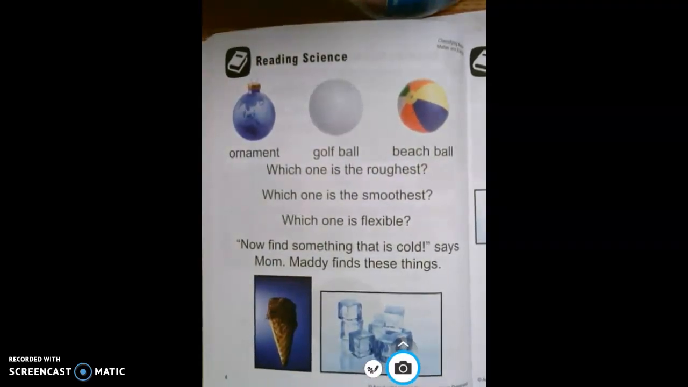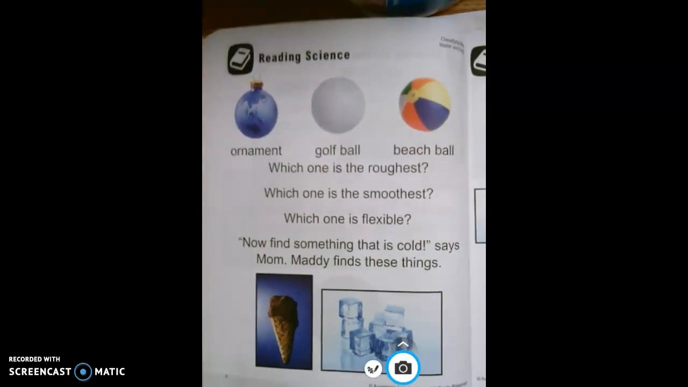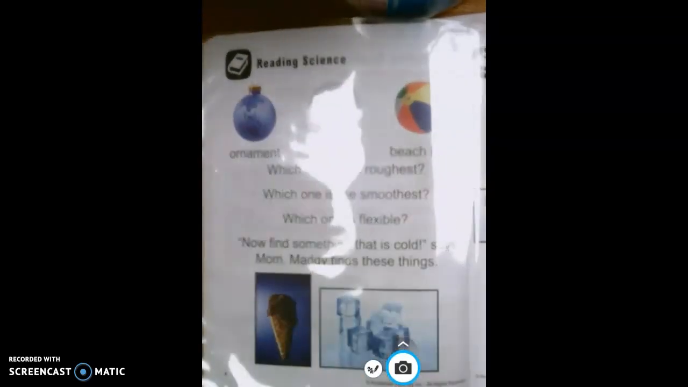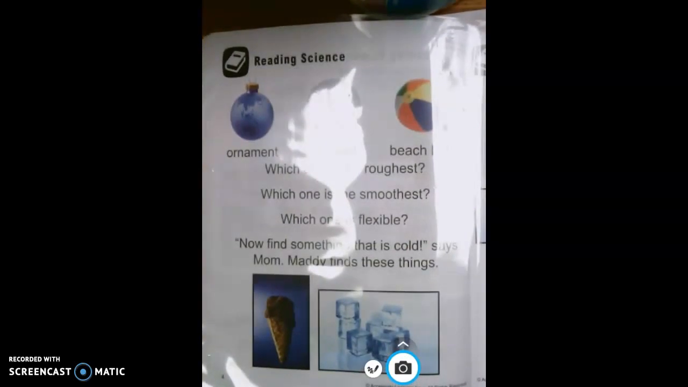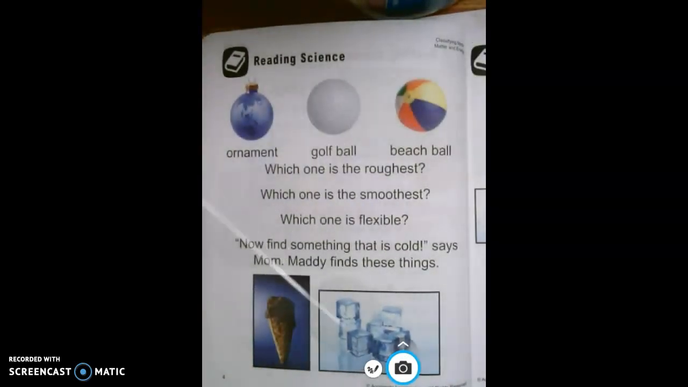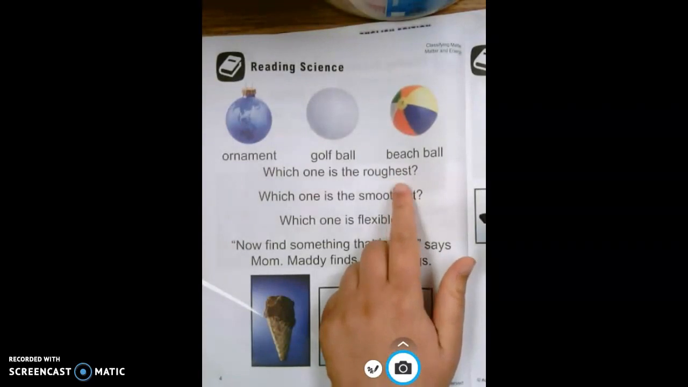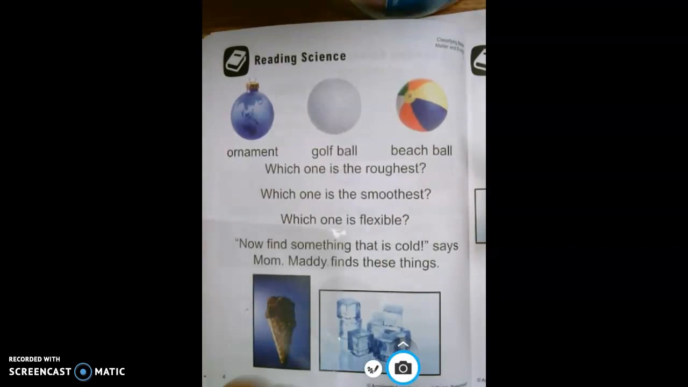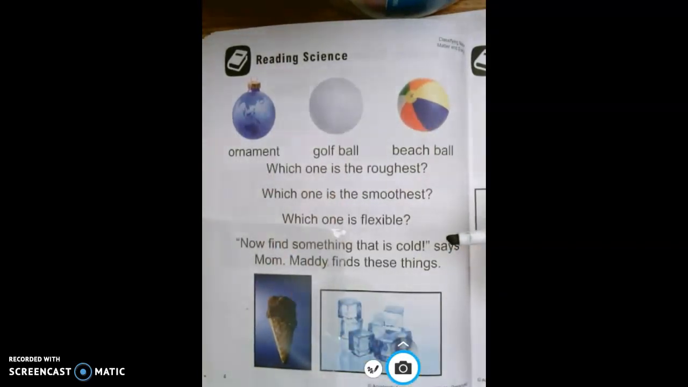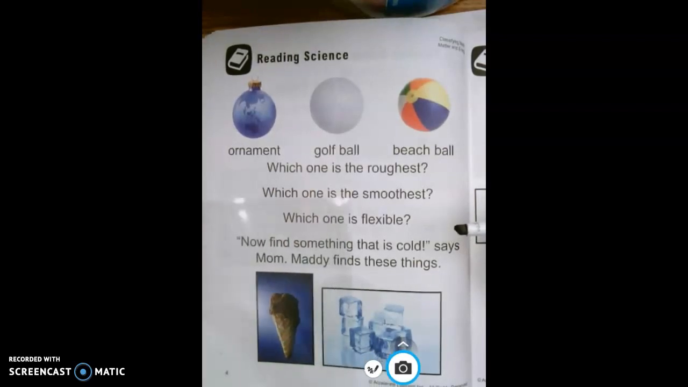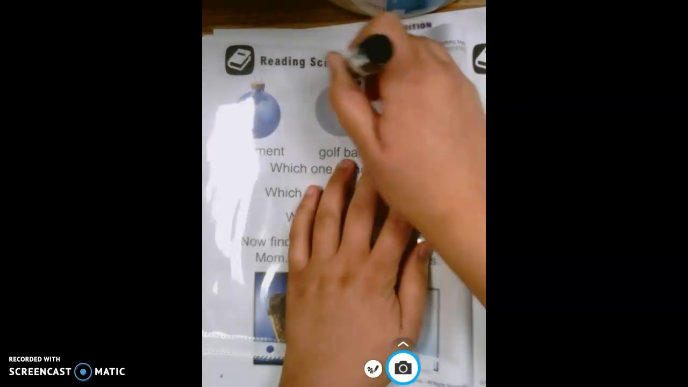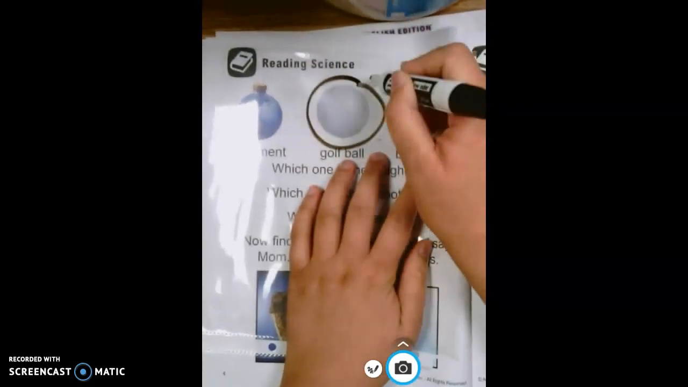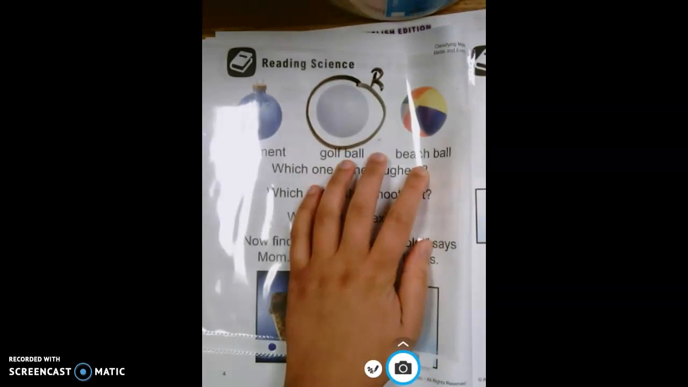Which one of these is the roughest? Roughest means like when you rub it across it, it kind of is bumpy, it kind of hurts your hands. So we're looking for the roughest one. Out of these three, which one would have the most bumps on it? Circle the one that has the most bumps is the roughest. Okay, you should have circled golf ball. And I'm going to put a little R next to it for roughest.